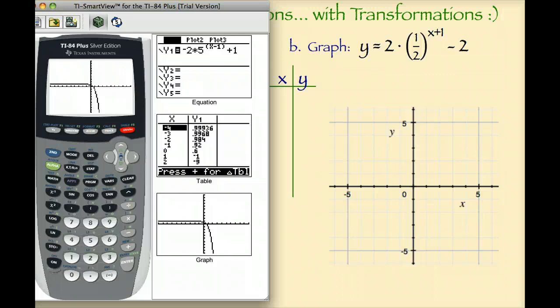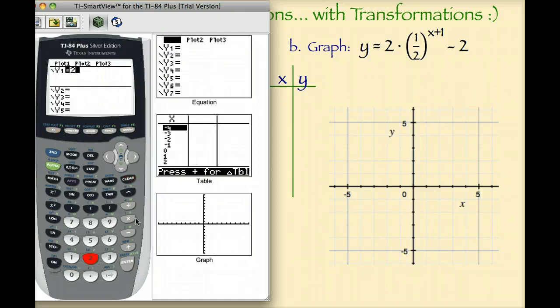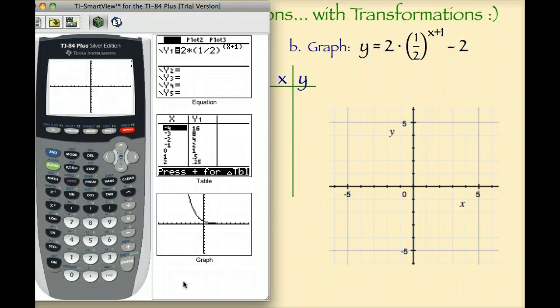We have, in this case, a decay function. Again, be careful when you're entering this into your calculator. We're going to have 2 times, I'm going to put the fraction 1/2 in parentheses, and of course once again raise it to the power x plus 1, which should also be contained in parentheses, and then our vertical shift here -2. And then this becomes our graph.